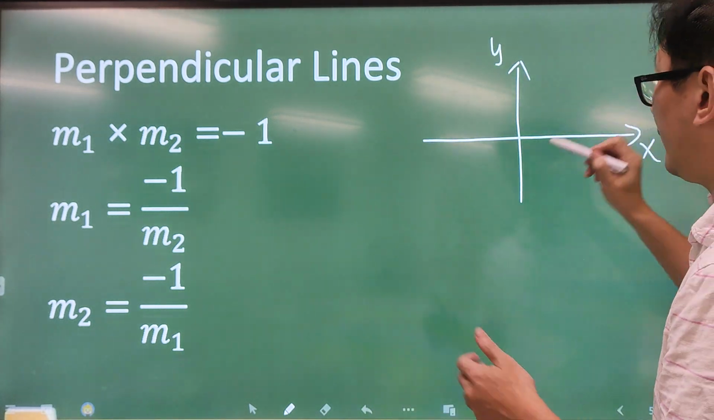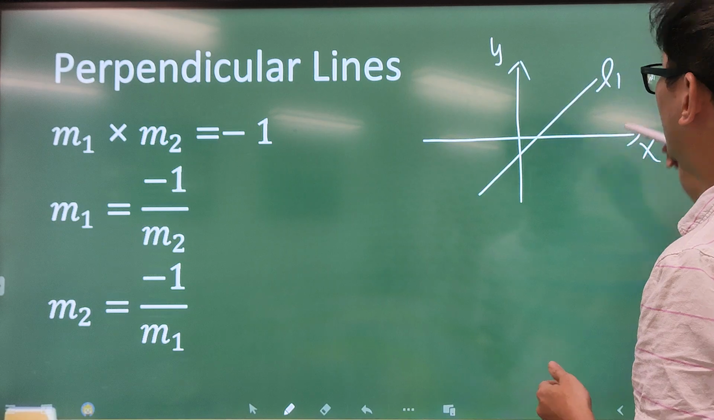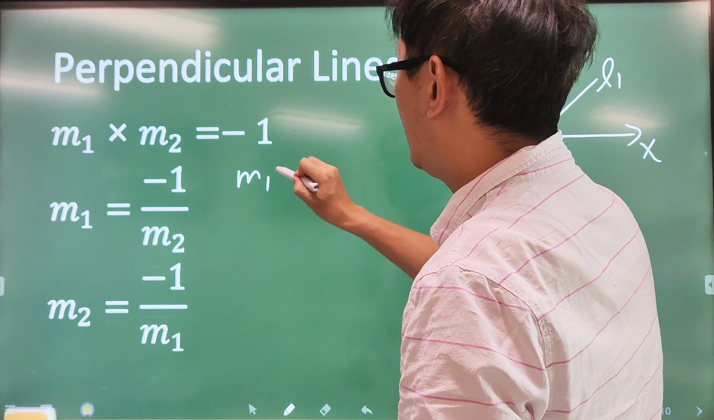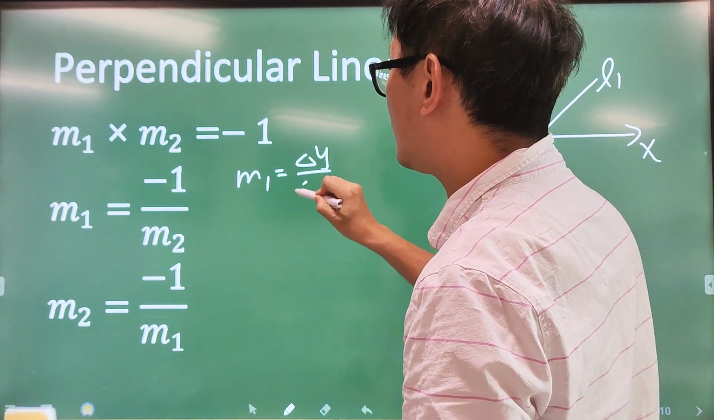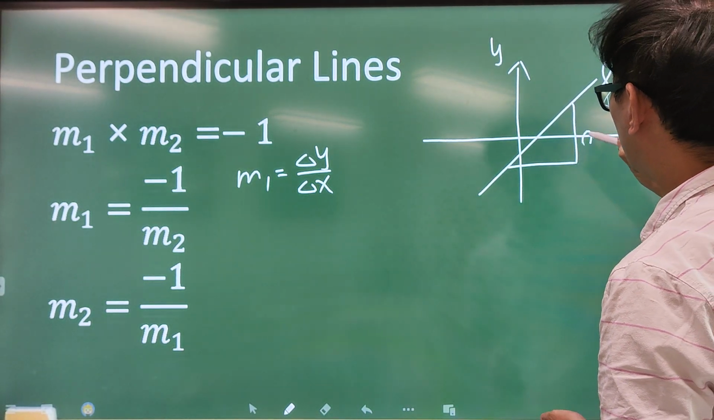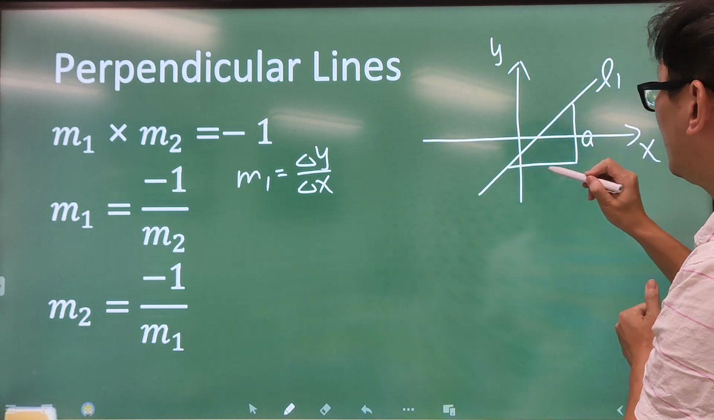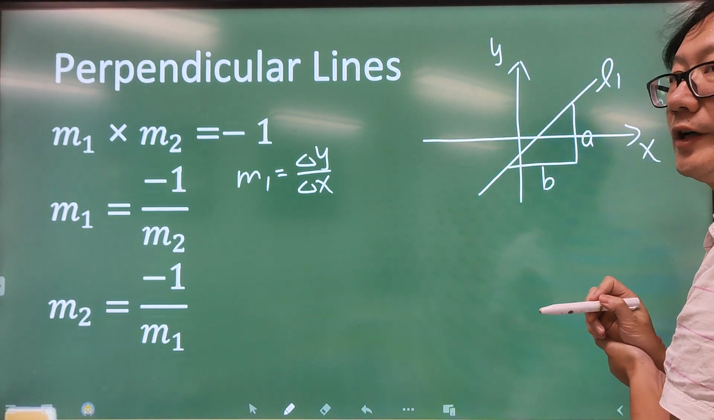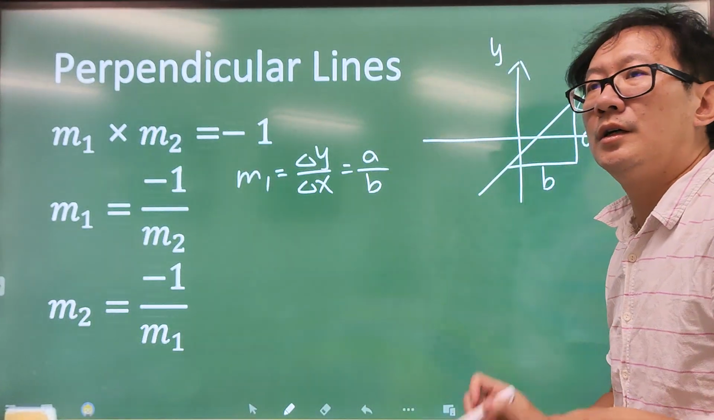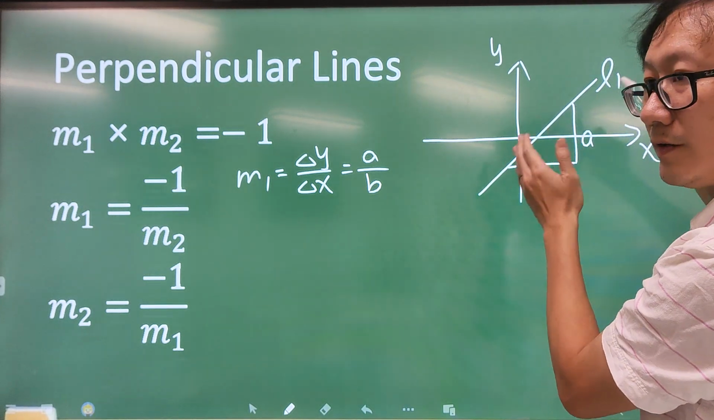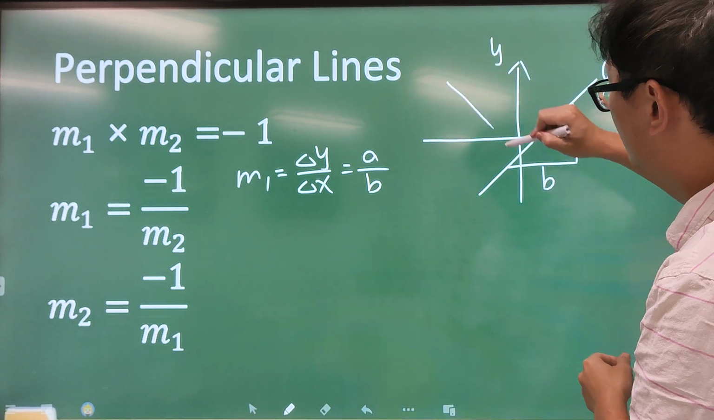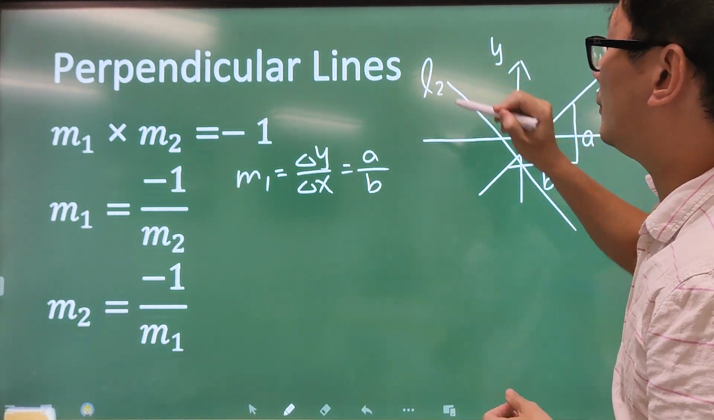I'll draw a line here and call that line 1. Now, what is the gradient of line 1? It's change of y over change of x. So let's call it A here for change of y and B here for change of x. Therefore, it's A over B. Now, I'm going to rotate this line 90 degrees anti-clockwise, and I'll call that line 2.